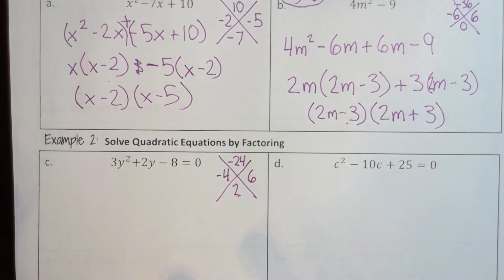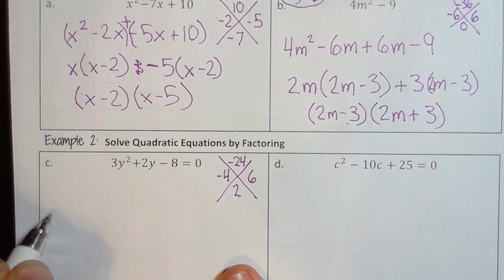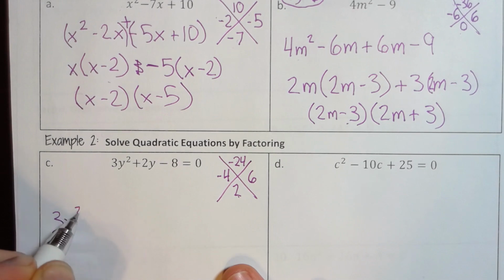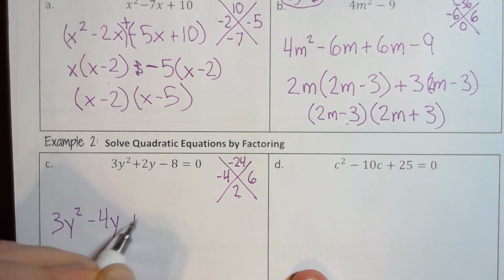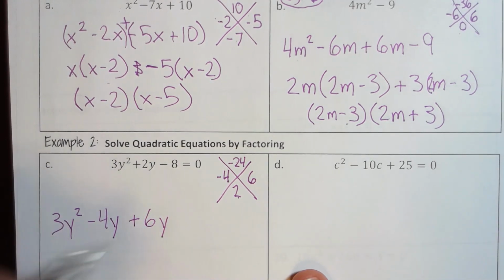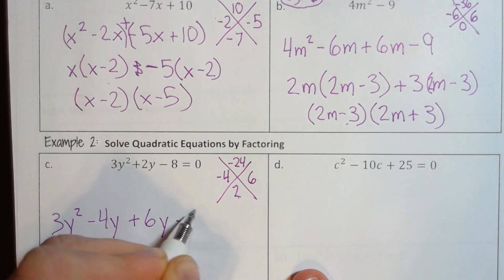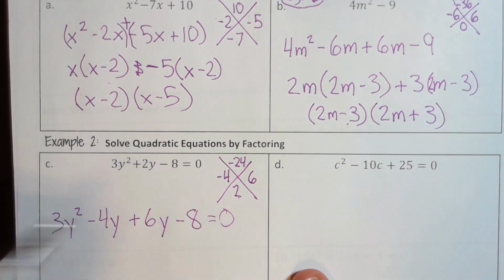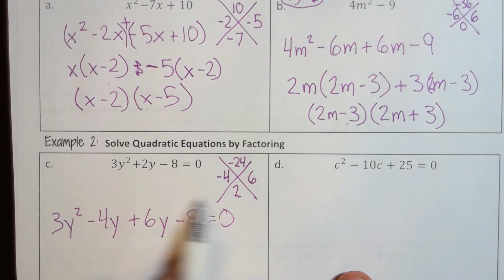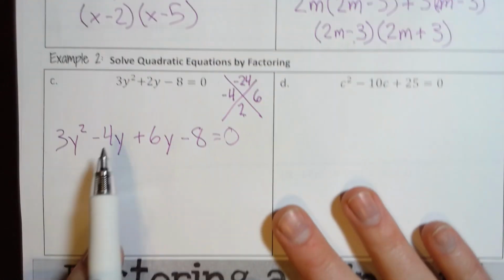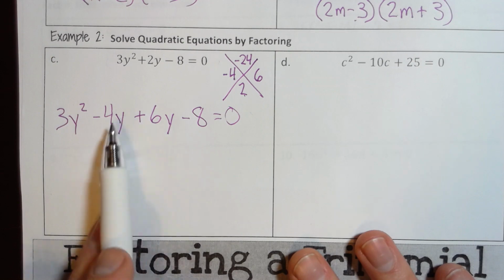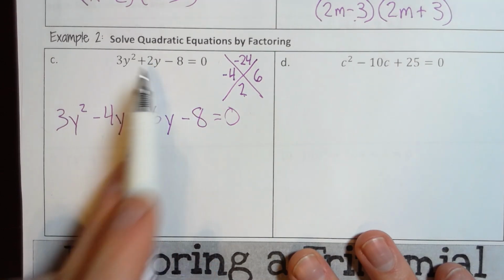Okay, now we're rewriting, and I've got 3y squared minus 4y plus 6y, and I still have this minus 8 equals 0. So notice this is exactly the same as what I have here, except we've broken this down. We've rewritten this a little bit differently, but if I combine like terms, I'm right back to this.